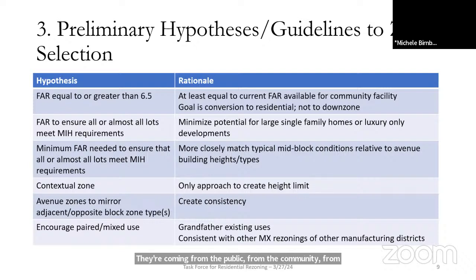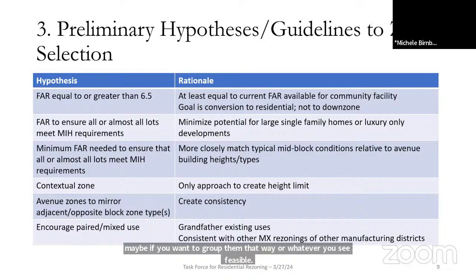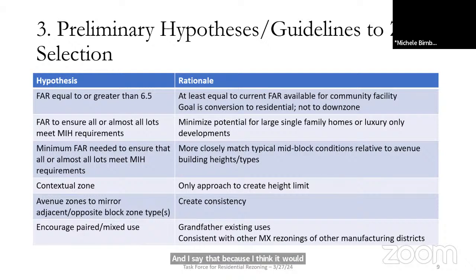I would propose maybe that the committee, the task force, comes up with proposals, and that after we propose, that's when we open it up to the public with a review process, to have them comment on what they think about what we've proposed. If you think it's sufficient to break it up into, say, three, you've got the 90s, the 60s, and the 70s, maybe, if you want to group them that way, or however you see feasible. And I say that because I think it would be a cleaner effort.